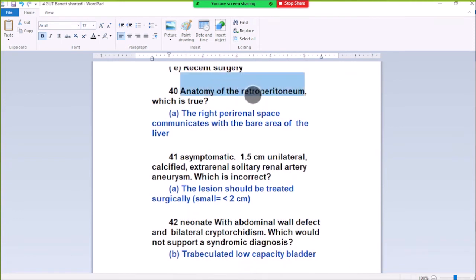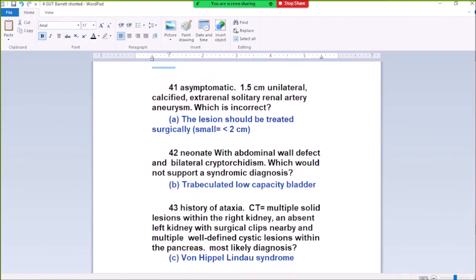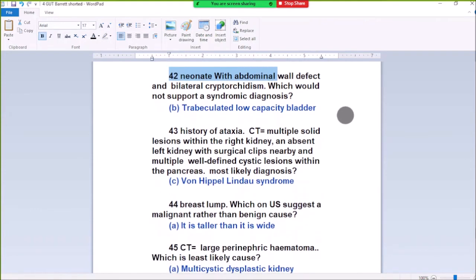40. Anatomy of the retroperitoneum, which is true: the right perirenal space communicates with the bare area of the liver. This is true. 41. Asymptomatic 1.5 cm unilateral calcified extrarenal solitary renal artery aneurysm. Which is incorrect: the lesion should be treated surgically. Because it is small, less than 2 cm, surgery should not be done. It resolves spontaneously.